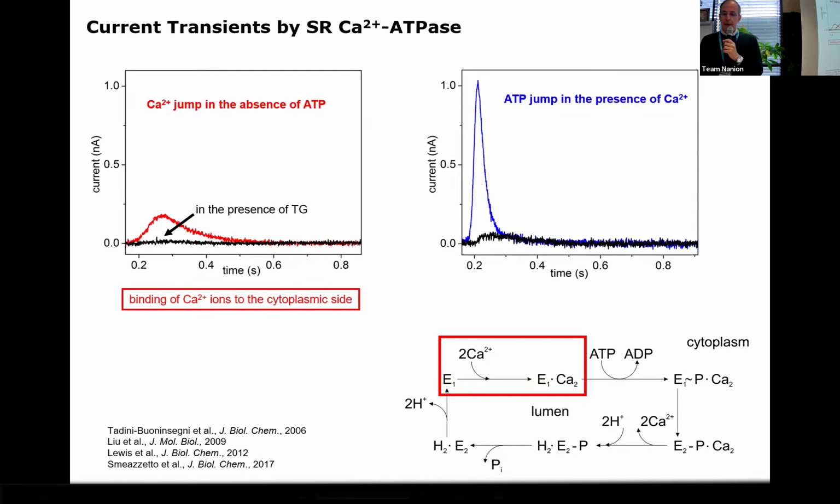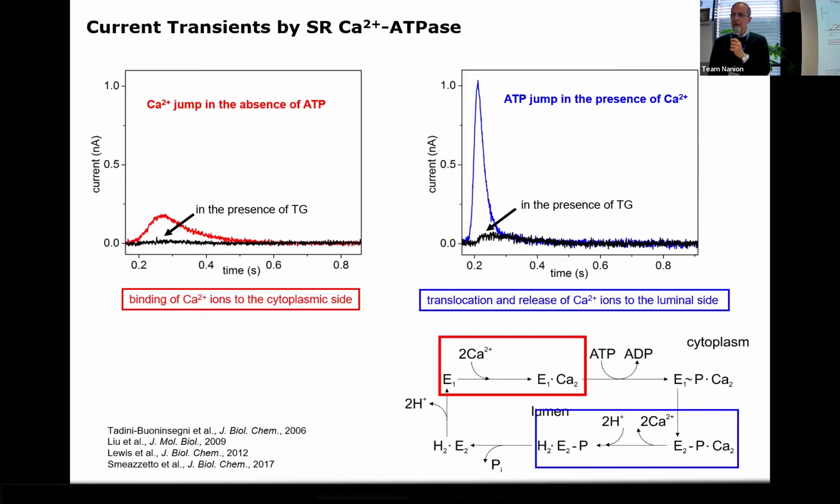Then, if we perform an ATP jump in the presence of calcium, we observe the current signal, the blue line, which is again totally suppressed by the inhibitor thapsigargin, TG. And in this case, the measured current signal was attributed to a further electrogenic step in the SERCA catalytic cycle corresponding to translocation and release of calcium ions to the luminal side.